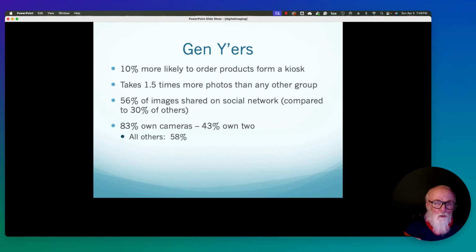And 83% own cameras, and 43% said they own more than one camera. And in the other generations, it's usually around 58%. So I pick on Gen Yers because they are standing out in how they're using the cameras, these smartphones.